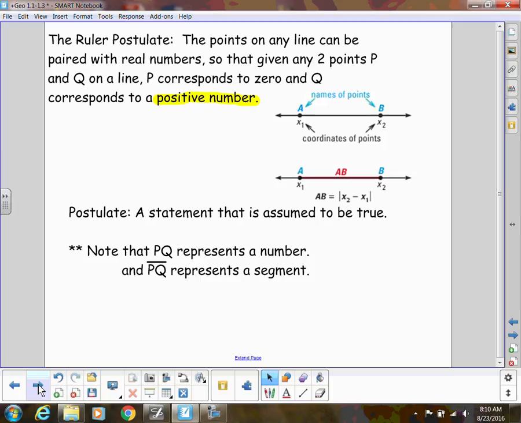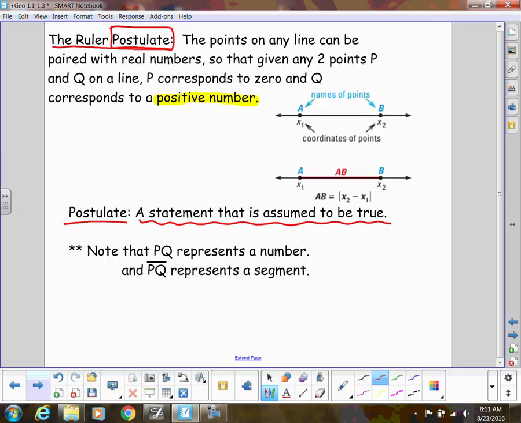Okay? Now we're going to talk about the ruler postulate. In geometry, we have definitions, which we've been dealing with so far, and definitions just tell us what things are. A postulate is a statement that is assumed to be true. Okay, so it's almost like a definition. It's like when we say, this symbol represents 2. Okay, the concept of 2. So no one's really disputing that. We're just creating that, and we're saying that that has to be true. We're assuming that to be true.